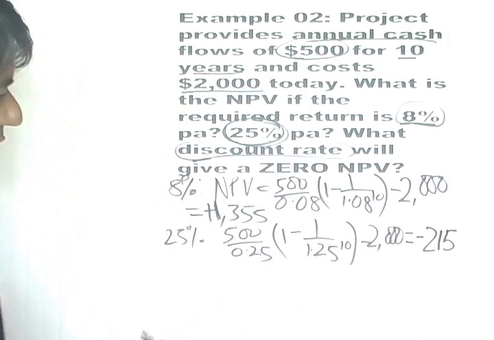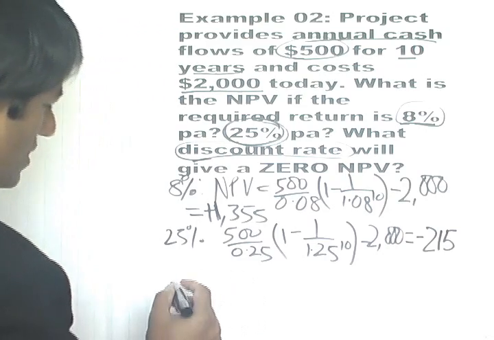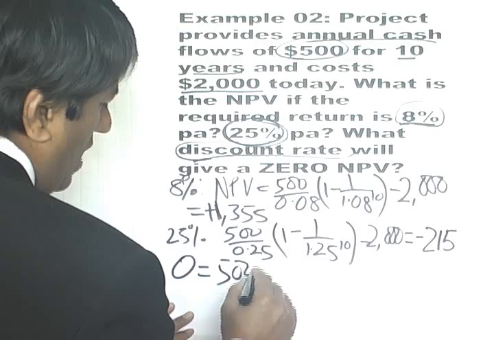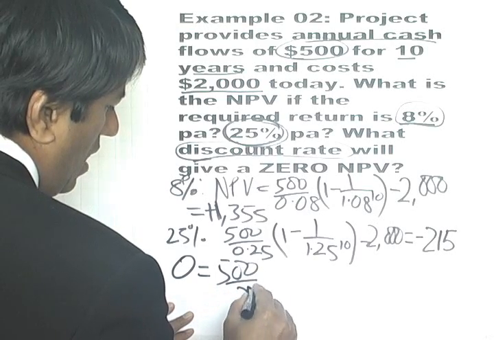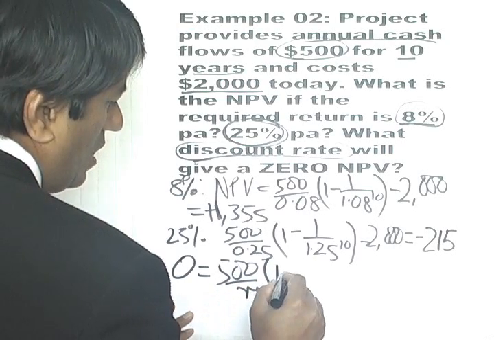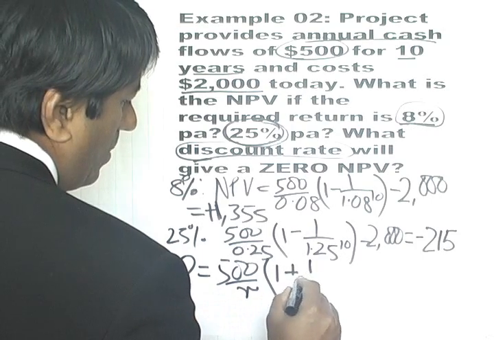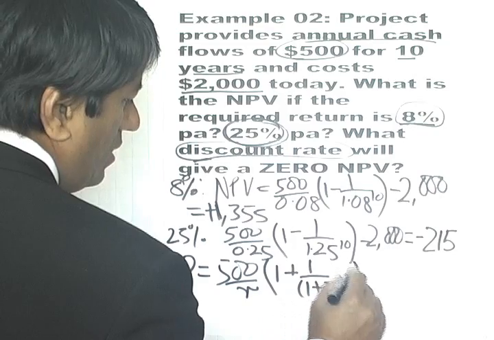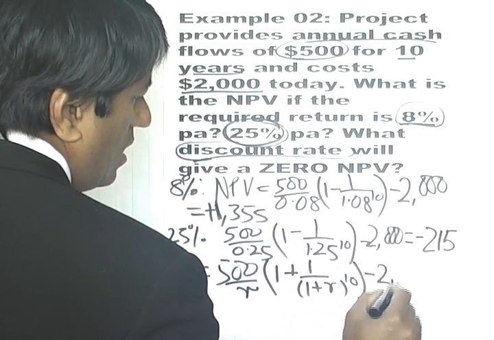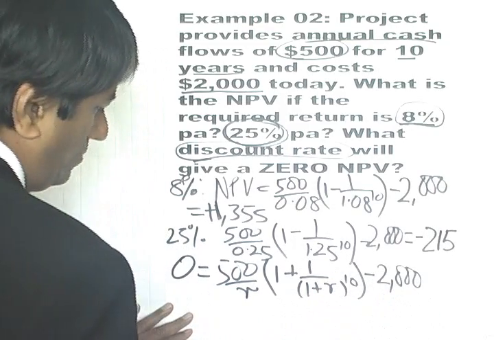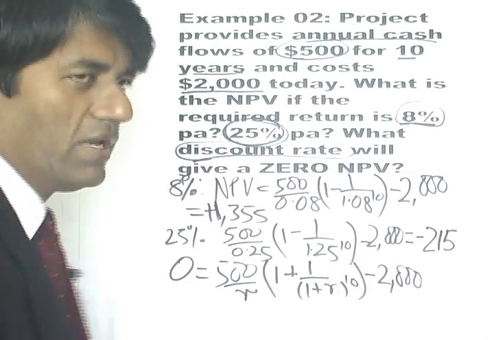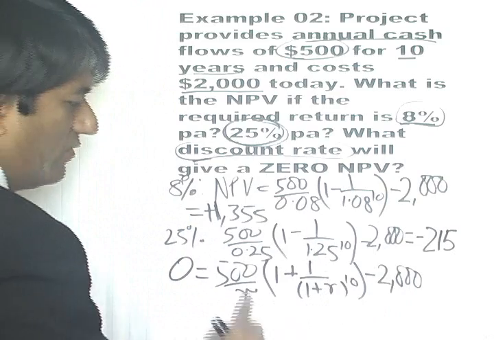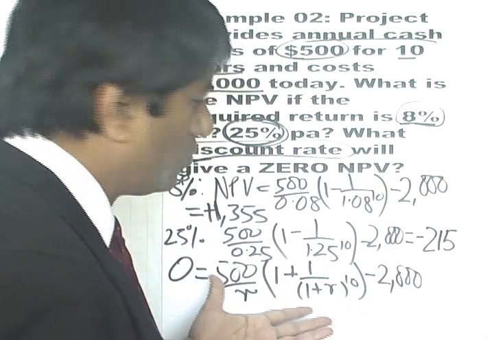So for that, what we're going to do is we're going to set NPV to be 0, or we're going to say 0 equal to 500 by R, where R is the rate of discount, 1 minus 1 over (1 plus R) to the power 10 minus 2000. You can actually take this 2000 here. So basically the value of this annuity should equal 2000.